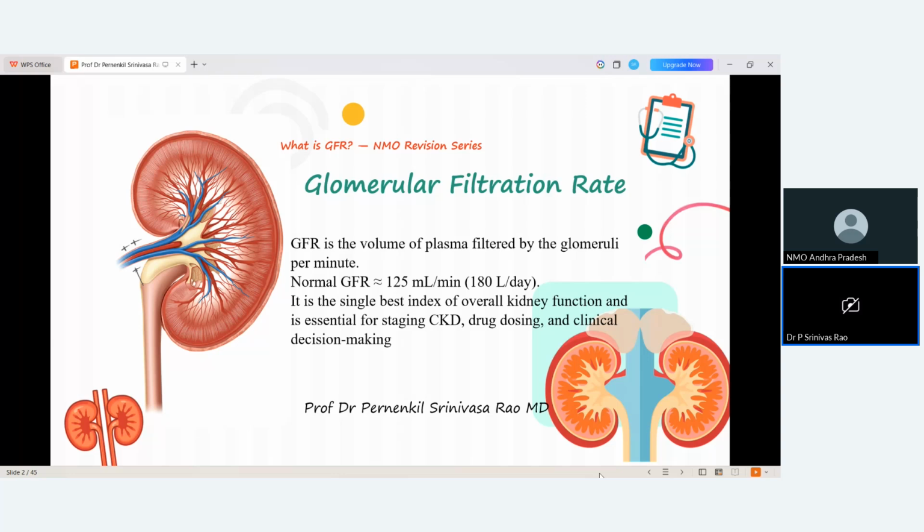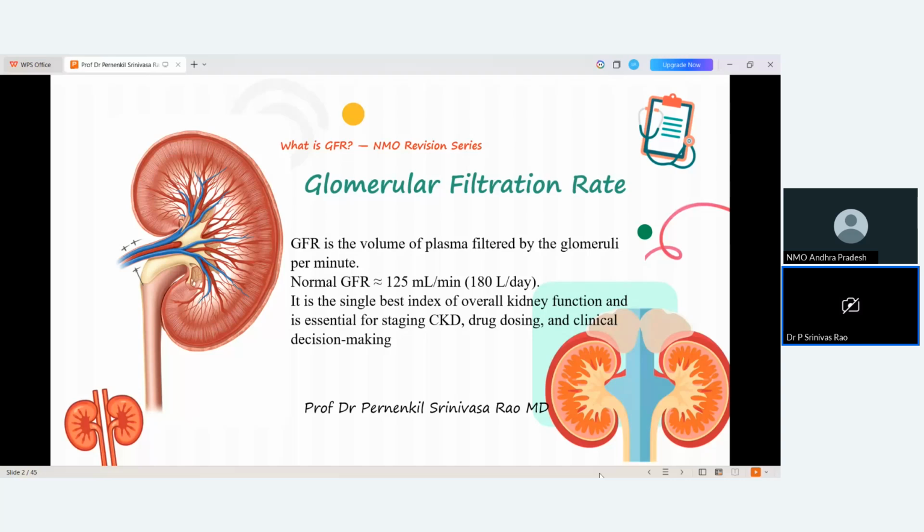This you have to learn by heart. This can be asked as a Viva question, it can be asked as an MCQ, or it can be asked everywhere. In the practicals it can be asked. So you have to learn these numbers by heart. Normal GFR is 125 ml per minute in a normal average adult. That comes to about 180 liters per day.